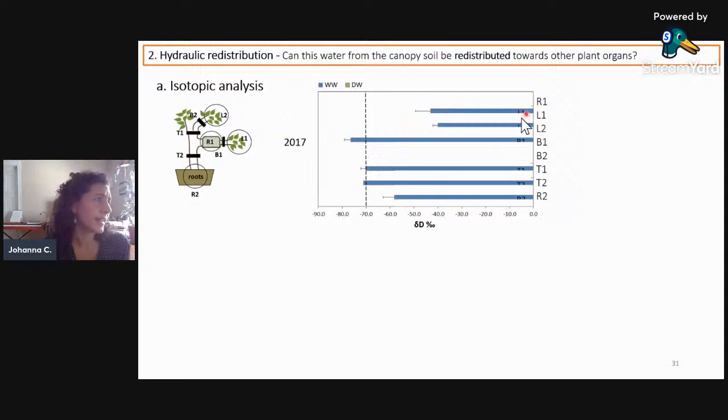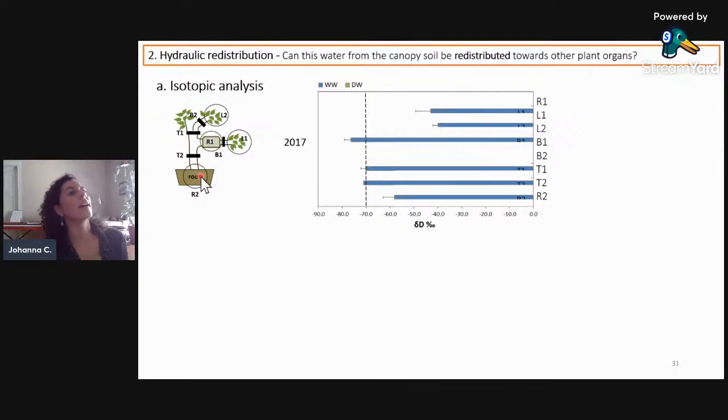And this is what happened. We of course don't have a bar for R1 because there was no canopy soil, but then we noticed some of the samples are around -70, and that's what we were expecting because we were watering these plants with tap water, but some of them were enriched already. And if you notice, the parts that were enriched are L1, L2, that are the leaves, and we have R2, that are the roots underground.